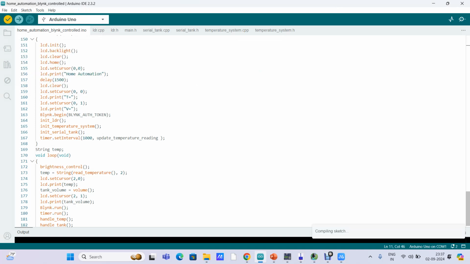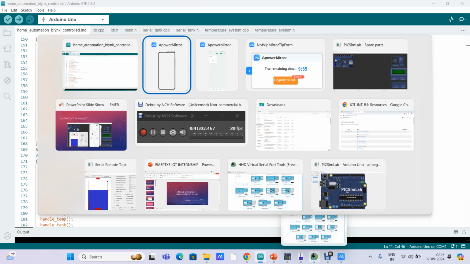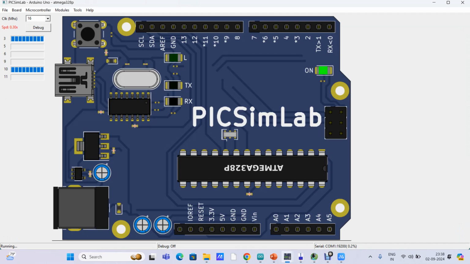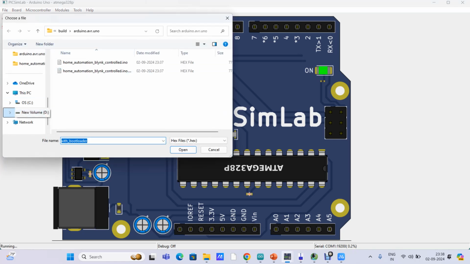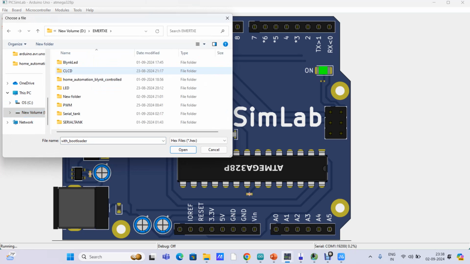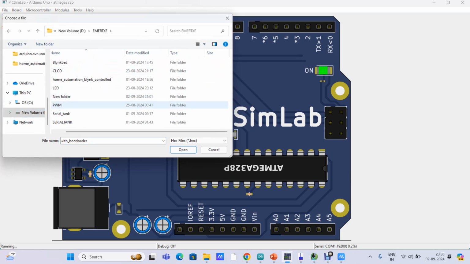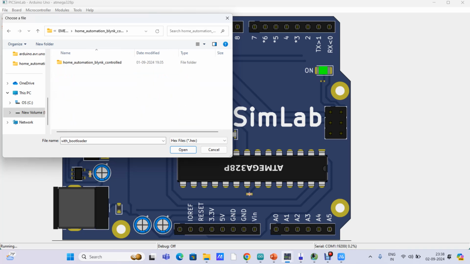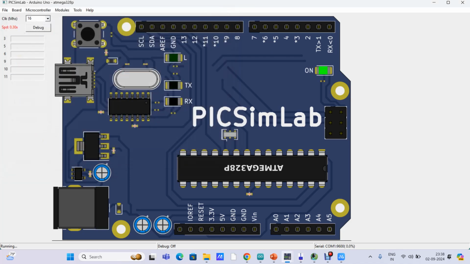Sketch. Let's put it on right now. Then similar file, load it.